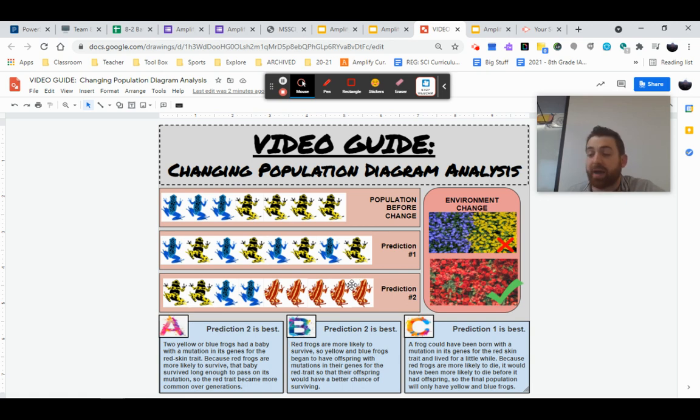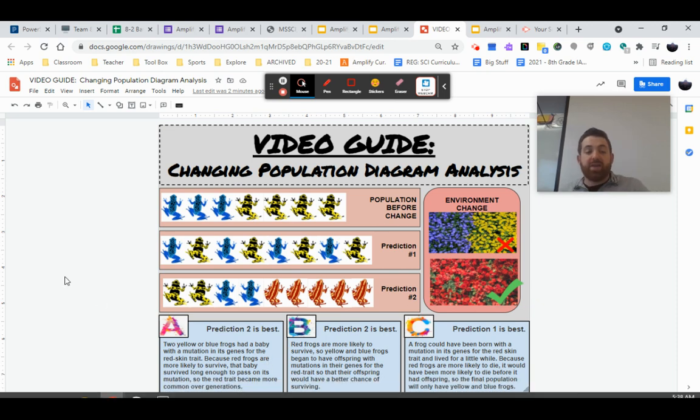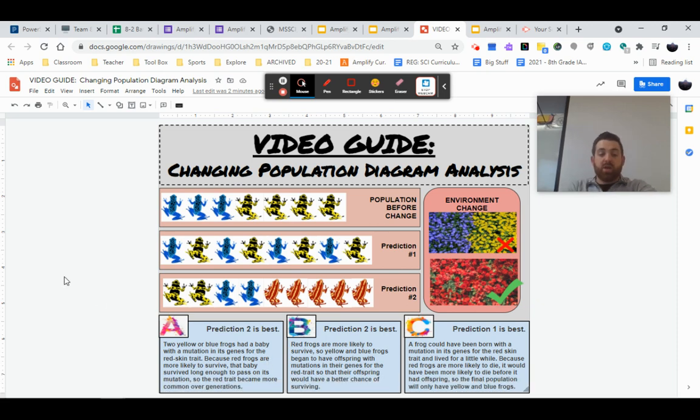So, your job is going to be to predict which one of these do you think is best and why? So, let's look at some of our answers that we could choose from and decide which one is best overall. You could say that prediction number two here is the best. Two yellow or blue frogs had a baby with a mutation in its genes for the red skin trait. Because red frogs are more likely to survive, that baby survived long enough to pass down the mutation, so the red trait became more common over time.